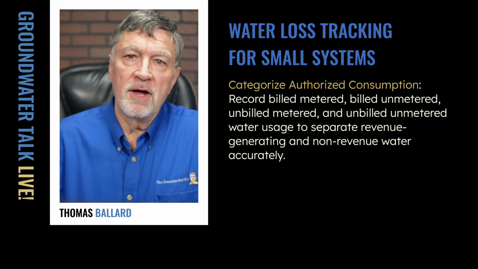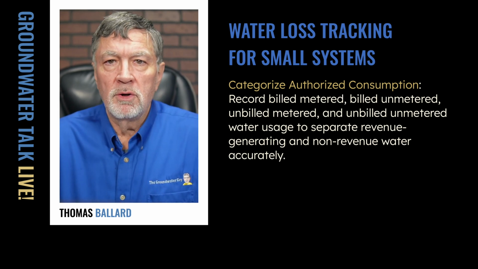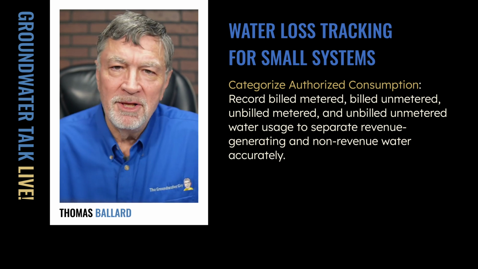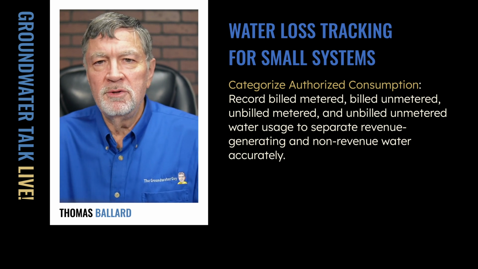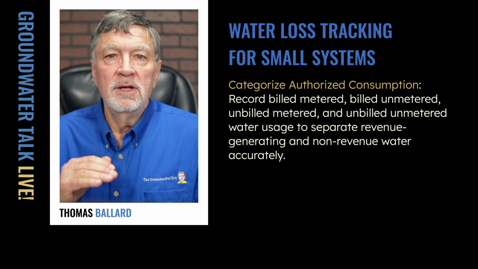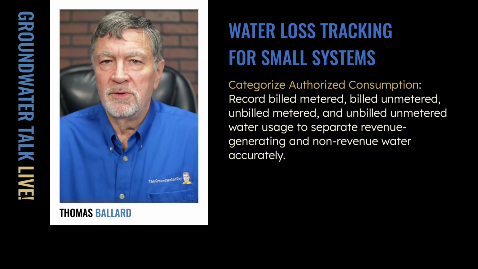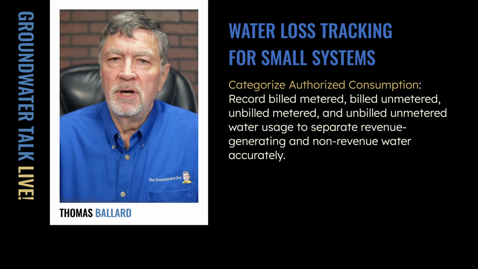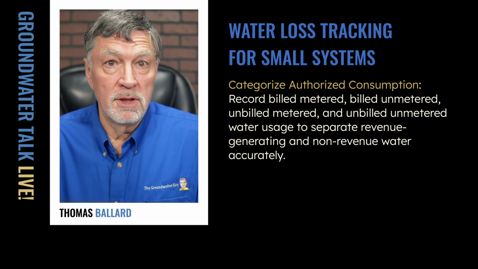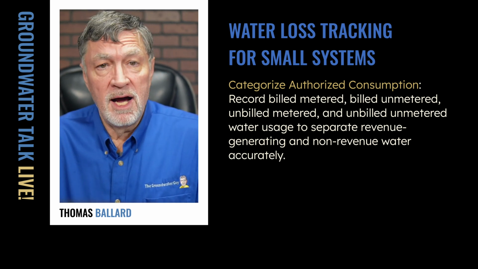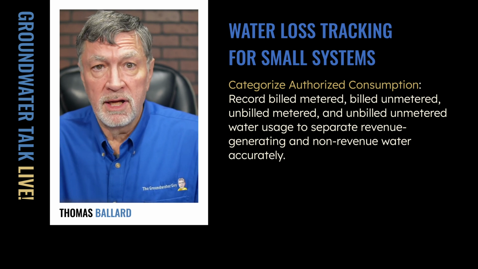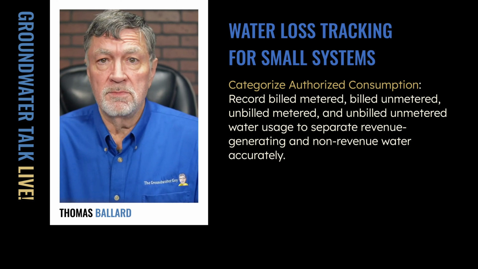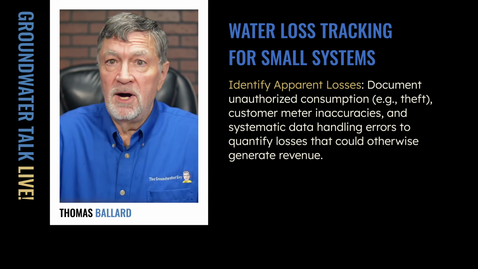All right, categorize unauthorized consumption. So you want to record billed metered, billed unmetered, unbilled metered, and unbilled unmetered water usage to separate revenue generating and non-revenue water accurately. So there's four categories there we've looked at. We've seen the breakdown on those, but it's important to get at the root of the problem, especially if you're seeing non-revenue water numbers going up. You're really going to have to dive in, and having accurate data is going to allow you to do that assessment.